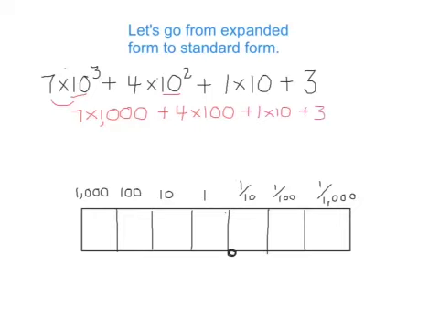So I know 3 is in my ones place. I have a 1 in the tens place. I have a 4 in the hundredths place. And I have a 7 in the thousandths place. So this is 7,000 plus 400 plus 10 plus 3.